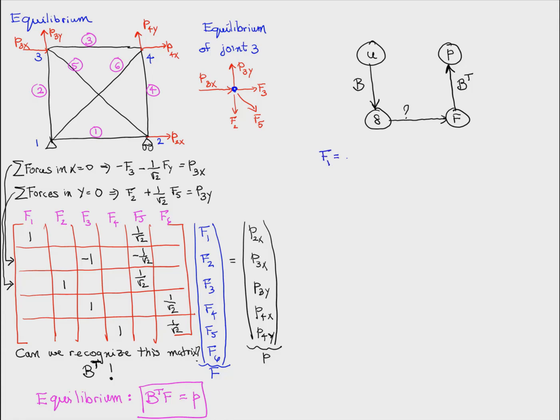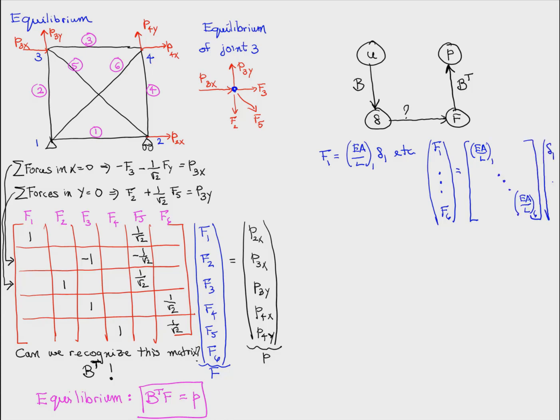We can assemble all of this information in the form of this picture. How do we connect delta and F? We know that F equals EA over L times delta. So we can assemble this for all the members, and we get this kind of an equation. And we call that matrix script E, which is 6 by 6. In this case, it is a diagonal matrix.